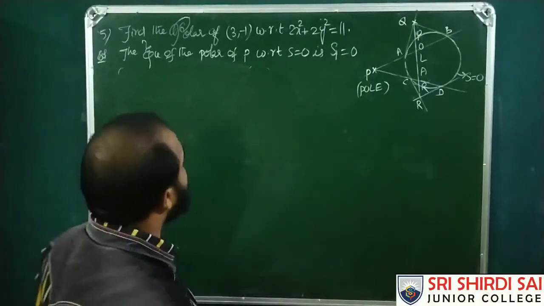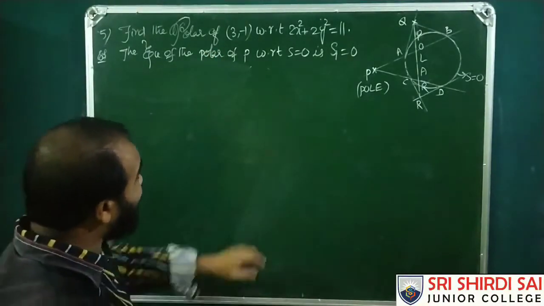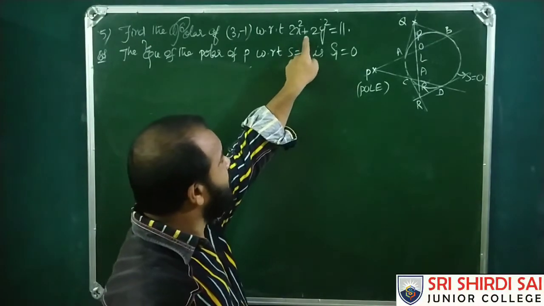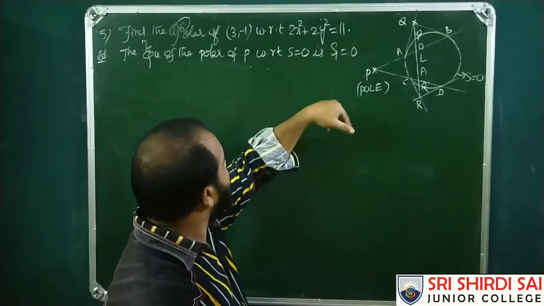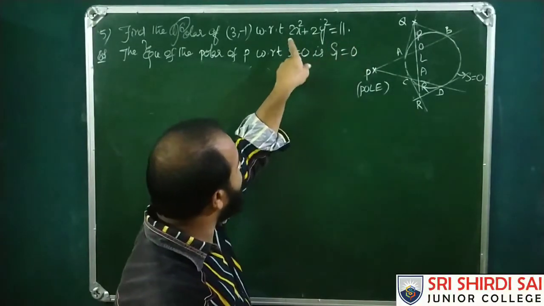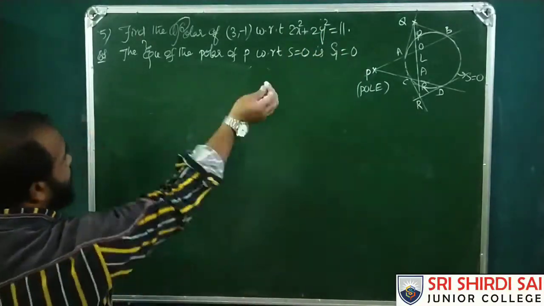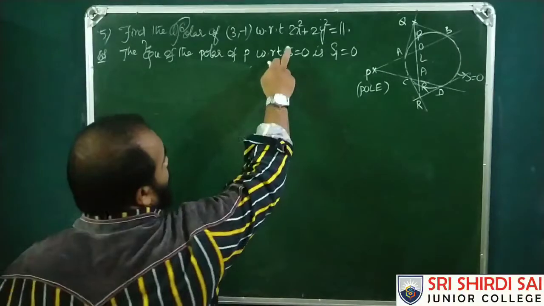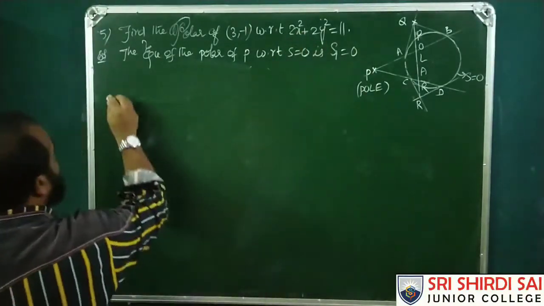The same type of question again: find the polar of 3, minus 1. But this time this is not a standard equation. What is the standard equation of a circle? x square plus y square equals r square, where the coefficient of x square and y square is 1. But here it is 2. So first let us try to convert this into the standard equation.